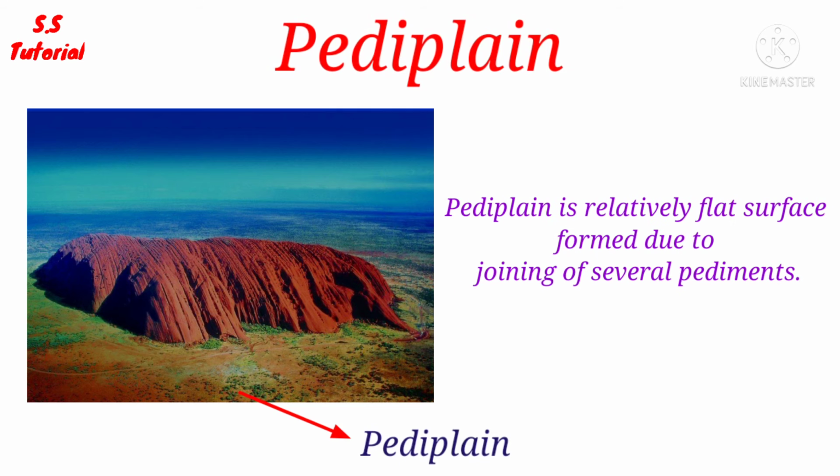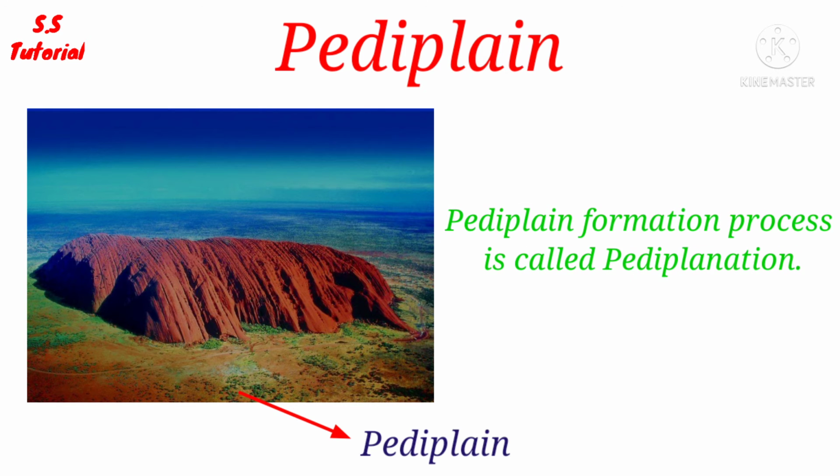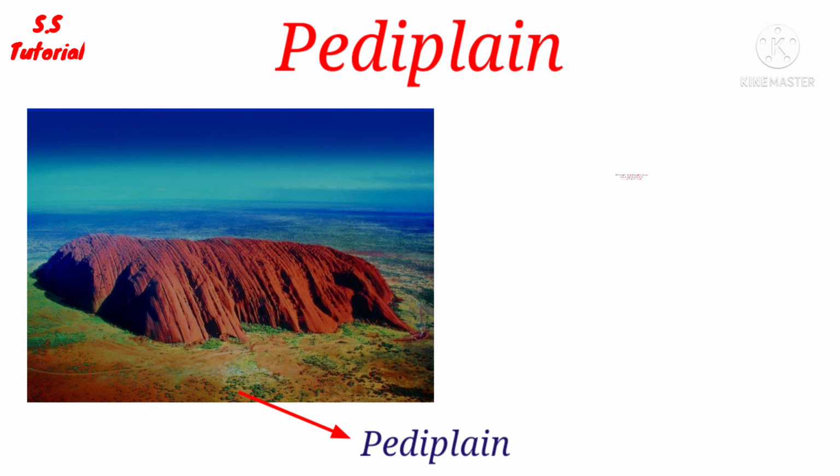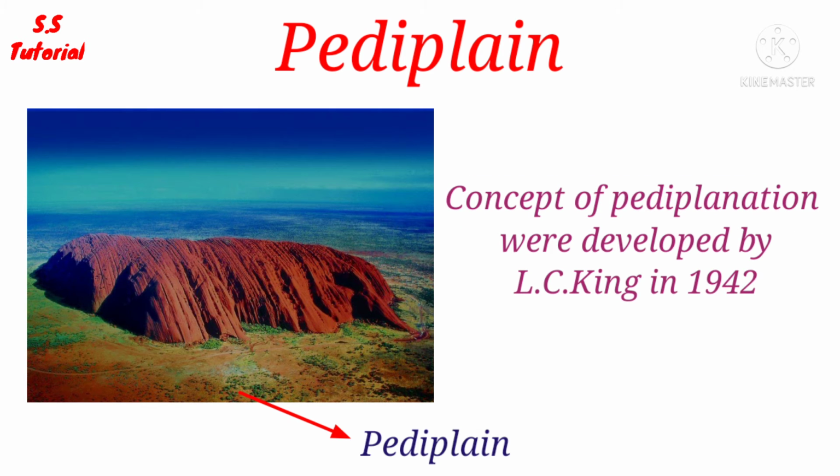When a broad and relatively flat rock surface is formed due to the joining of several pediments, it is called a pediplain. The process in which pediplains are formed is called pediplanation. The pediplanation concept was first developed by the famous geologist L.C. King in the year 1942.